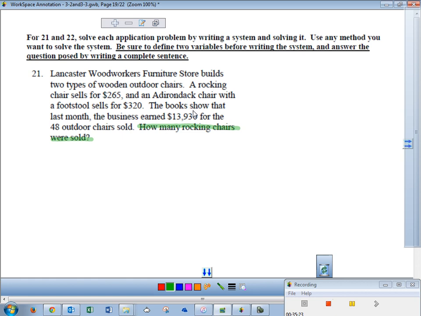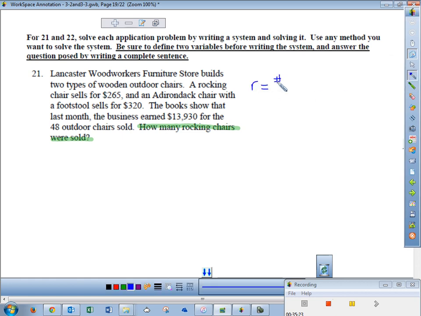They want to know how many rocking chairs were sold. Well, I don't know how many rocking chairs were sold. Let's make up a variable for them. What would you like to call it? R would be a great variable for it. How about we let R stand for what? Should it just stand for rocking chairs? Let's be accurate with it. R stands for the number of rocking chairs sold. Cool. I like it.